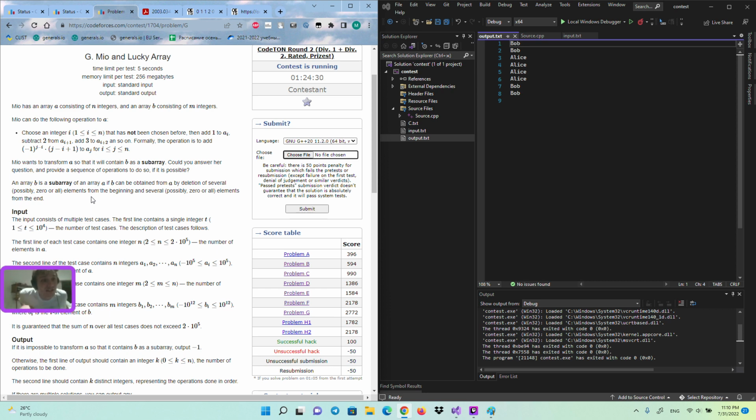Okay, Mu has an array A consisting of n integers and an array B consisting of m integers. Mu can do the following operation: choose an integer I that hasn't been chosen before, and then add 1 to AI, subtract 2 from AI plus 1, add 3, and so on.